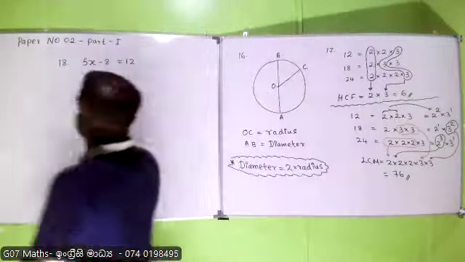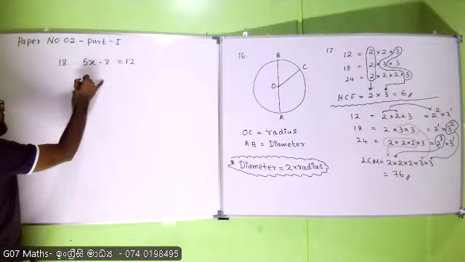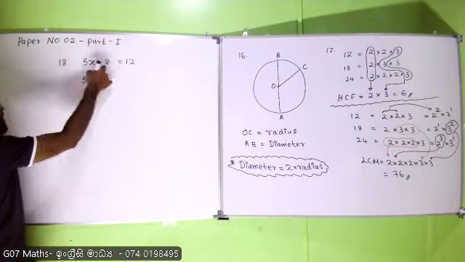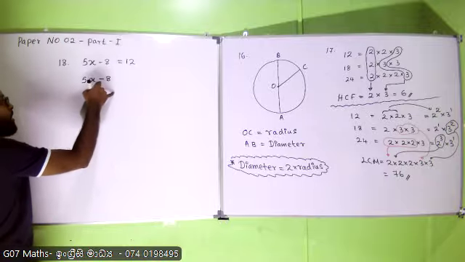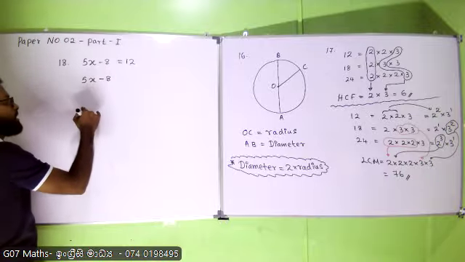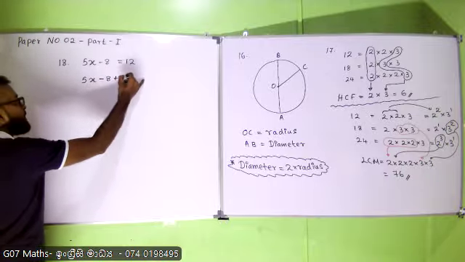First step: this is 5x, and here we have minus 8. If I want to remove minus 8, I need to add 8 to both sides.